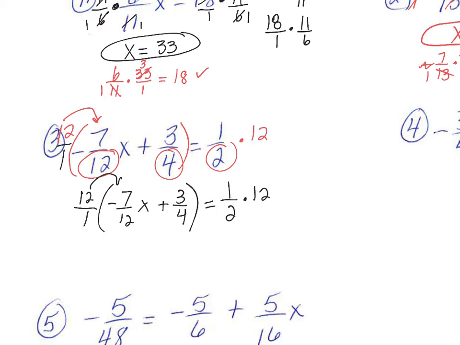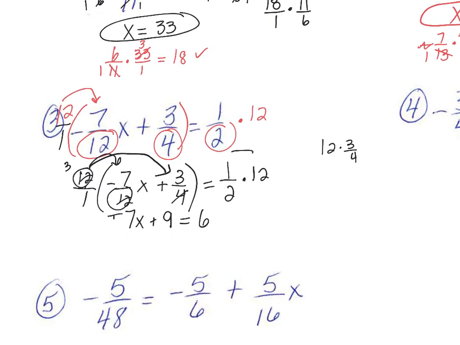When I distribute, what happens to that 12 and that 12? They are going to cancel, leaving me with -7x. Plus, then I got to take the 12 times the 3/4. You should be able to do this in your head. Doesn't this 4 cancel? What would it cancel out to be on the 12? 3. So that's 3 times 3 is 9. That should be 9 equals, what's half of 12 on this side? 6.